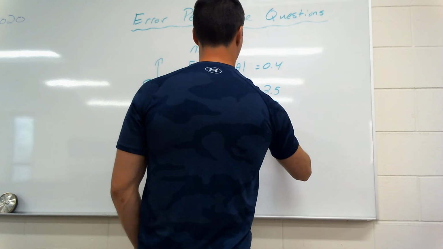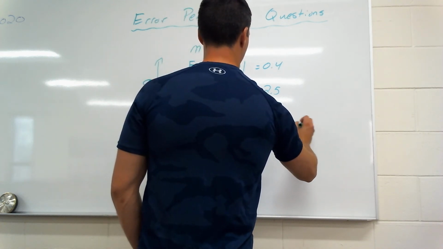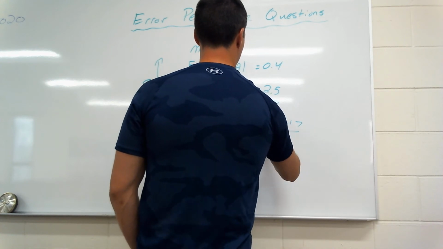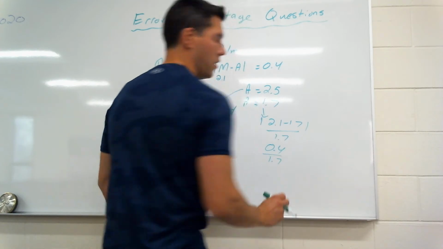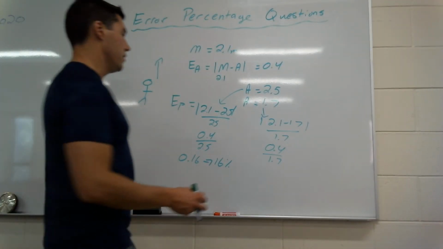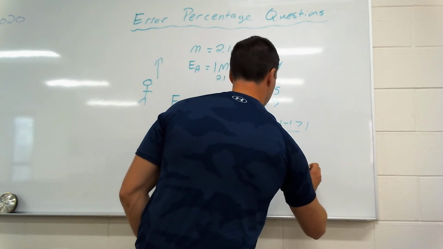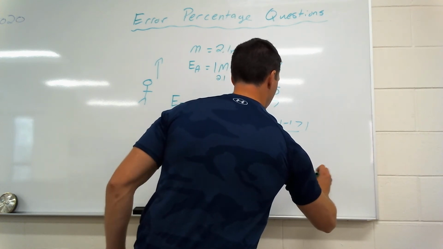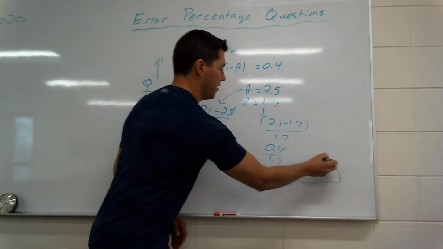If I go with the 1.7, so this is going to go here, this goes here. If I go 2.1, I guess I should put absolute there, minus 1.7 over 1.7, again, you're going to get 0.4 over 1.7, and you get a decimal of 0.235, which turns into 23.5%.